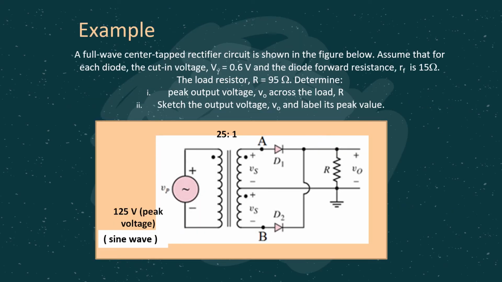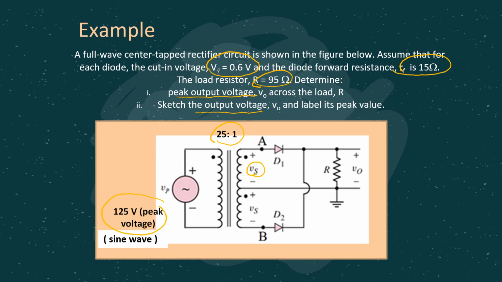Okay, let's have a look at one example of a full wave center tap rectifier circuit. In this particular example, as we can see here, V gamma is given and Rf value is given, meaning to say we are considering the third model, and the R value is given, which is 95 ohm. In this case, we are supposed to find the peak output voltage as well as sketch the waveform. All the values are given, but you should take note that the value given here is at the primary voltage. So first thing to do is we need to consider the transformer turns ratio with the peak voltage in order to find Vs.